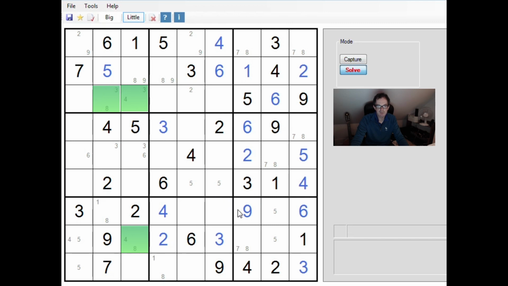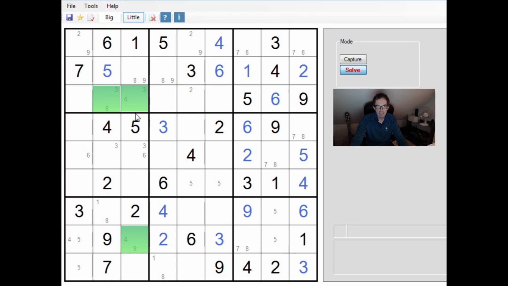So what would be an example of that? Well, this cell, for example, would be an example of a cell that could see both this cell and this cell, and I'd be able to eliminate an 8 here. It looks from the pencil marks that I did earlier that would be a useful thing to do.